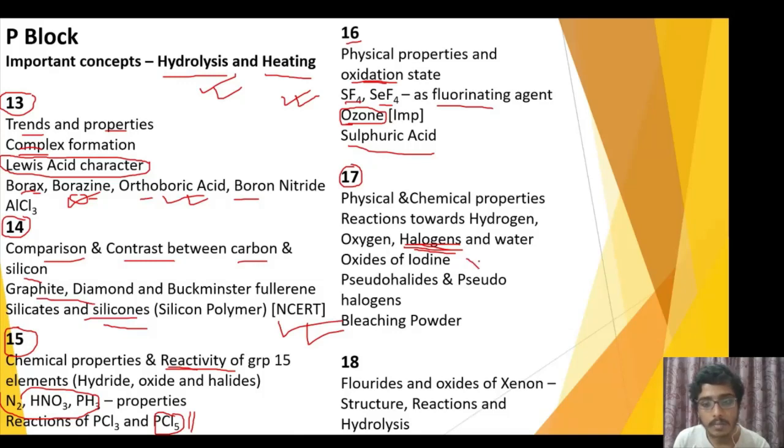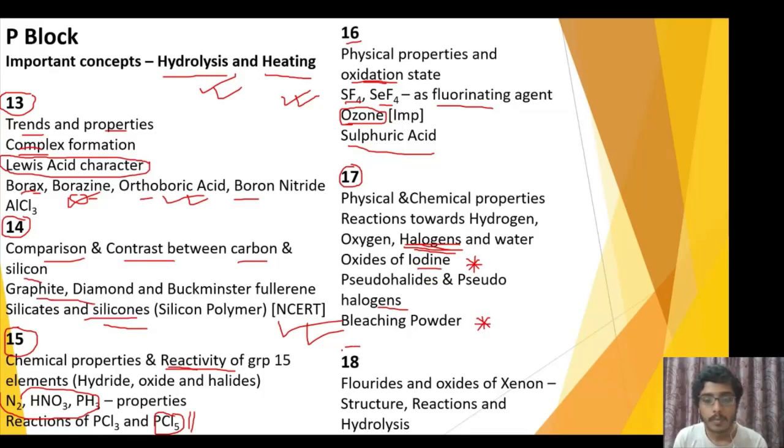Oxides of iodine are very important. You must know the oxidation number here for iodine, and questions have been asked from here. Pseudohalides and pseudohalogens are important. And bleaching powder, yes, the reaction of bleaching powder has been asked repeatedly.